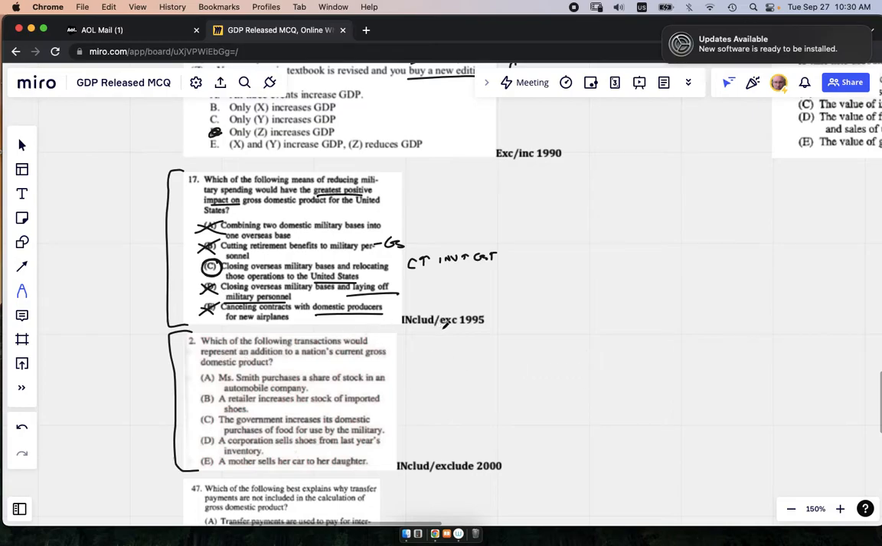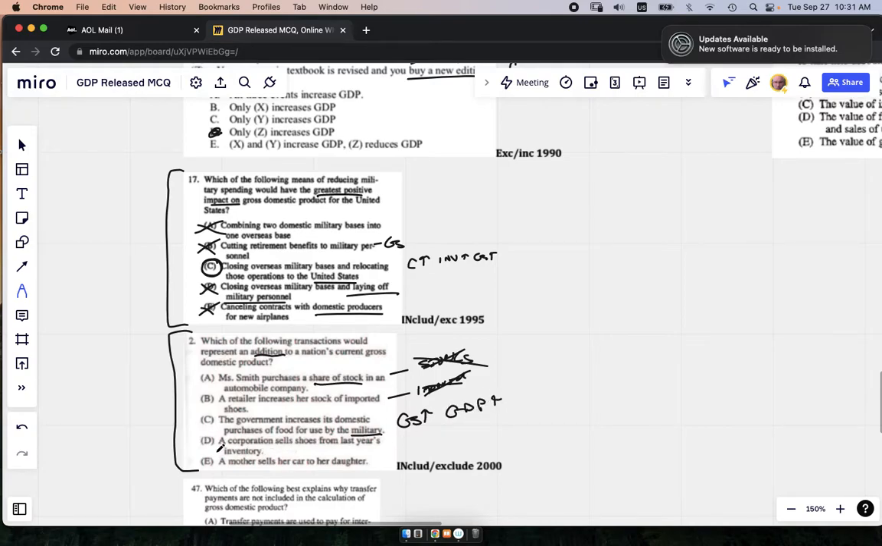Which of the following transactions would represent an addition to a nation's current GDP? Mr. Smith purchases a share of stock. We said stocks and bonds are never included in GDP. A retailer increases her stock of imported shoes. Was it produced in our country? No, it was not. Imported goods are never included. They actually would have reduced GDP. The government increases its domestic purchases of food for use by the military. That's more government spending. That's going to make GDP kick up.